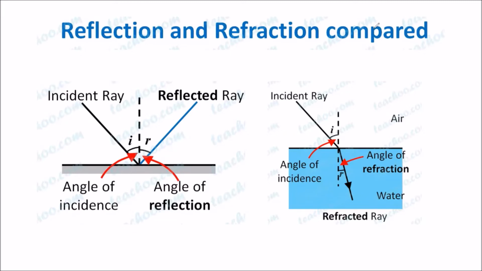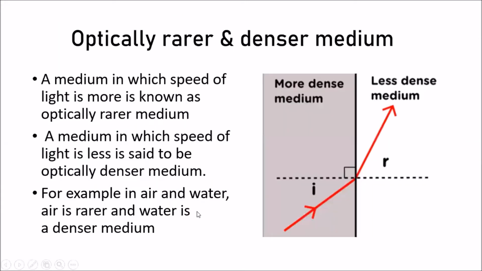Before we get into further details of refraction of light, we need to understand two terms. We won't be writing air and water. We always use the terms rarer medium and denser medium. And whenever we talk about density, we use optically denser or optically rarer. Now, what do we mean by optically? This means how much light can bend.